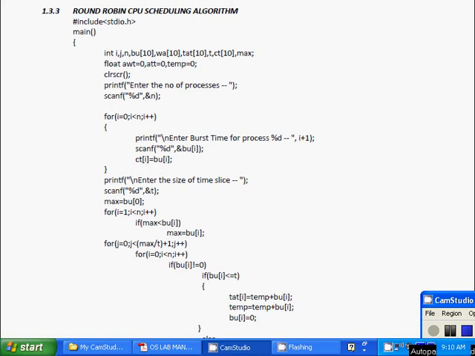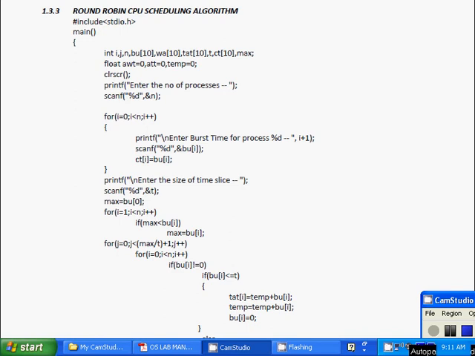The CPU scheduler goes round the ready queue, allocating the CPU to each process for a time interval of up to one time quantum. To implement round-robin scheduling, we keep the ready queue as a FIFO queue of processes. New processes are added to the tail of the ready queue. The CPU scheduler picks the first process from the ready queue, sets a timer to interrupt after one time quantum, and dispatches the process.